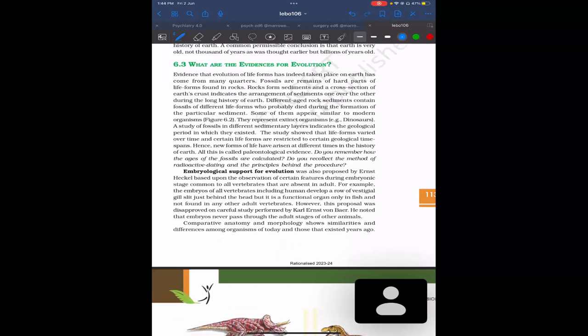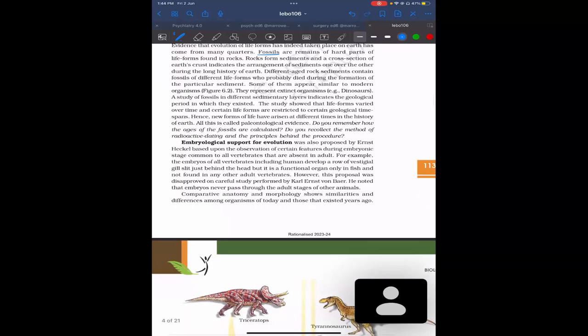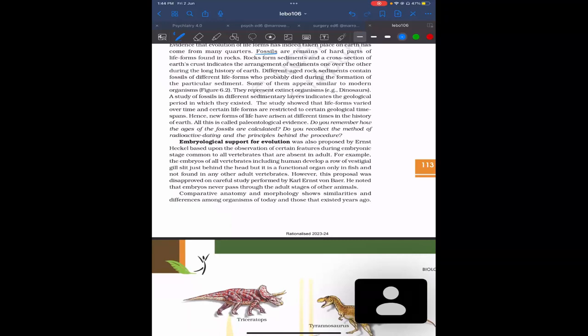Evidences for evolution, there are fossils. Now here, if you are ever asked about the definition of the fossils, it is given here. Fossils are the remains of hard parts of the life forms found in rocks. Now there are different aged rock sediments, which just mean different life forms only, or particular sediments.